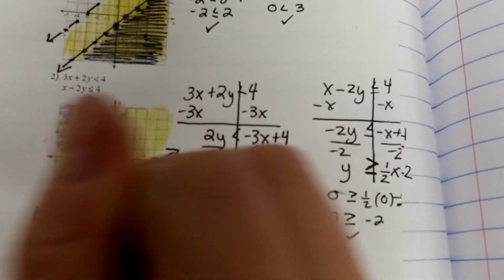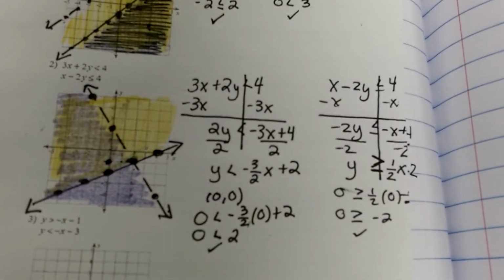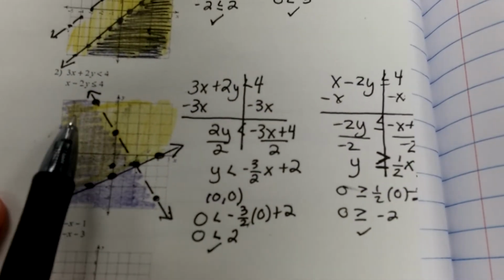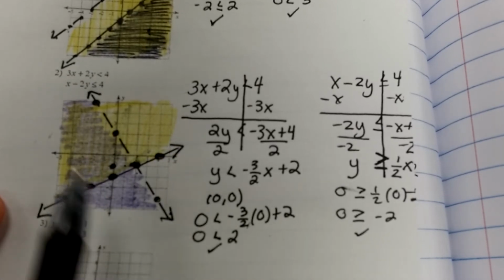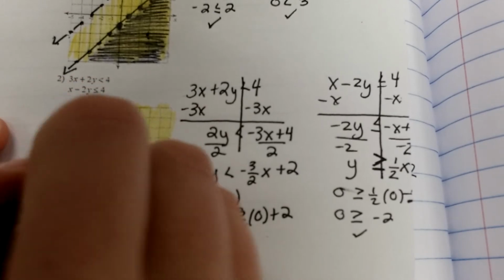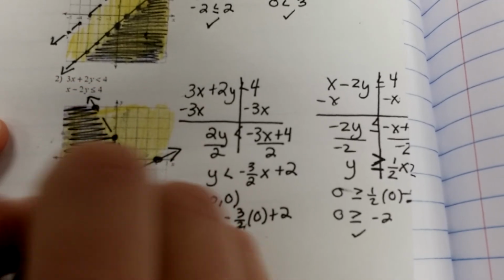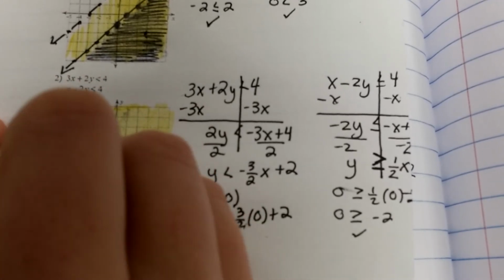And then my answer is where I have the intersection. So I can see this section right here is both purple and yellow. This is only yellow, this is only purple. So my solution is anything in here.